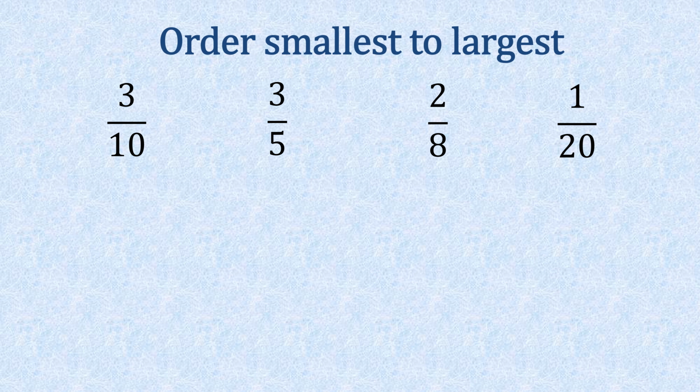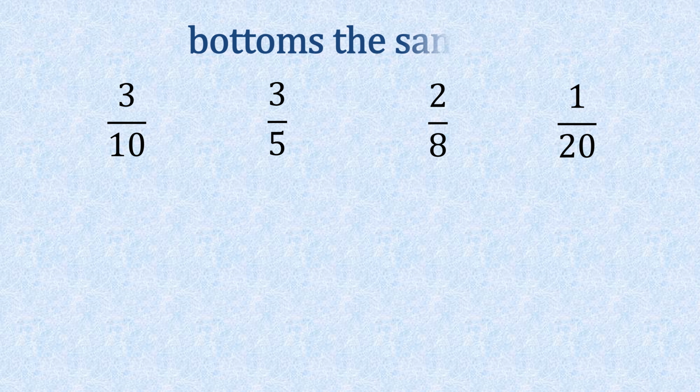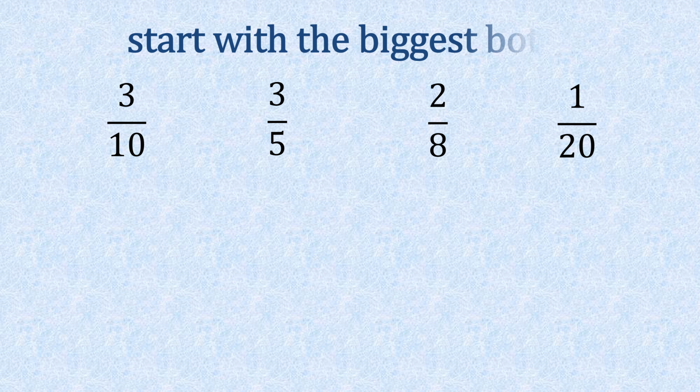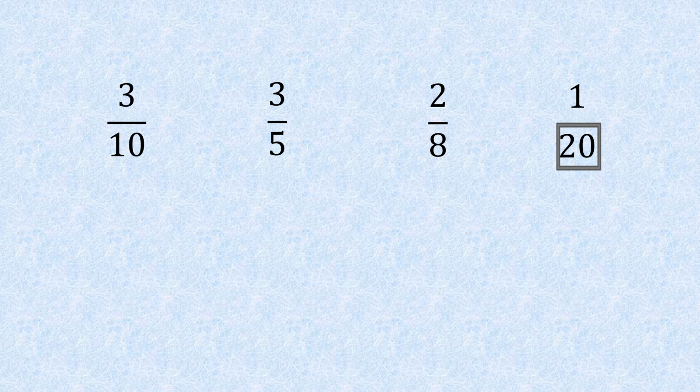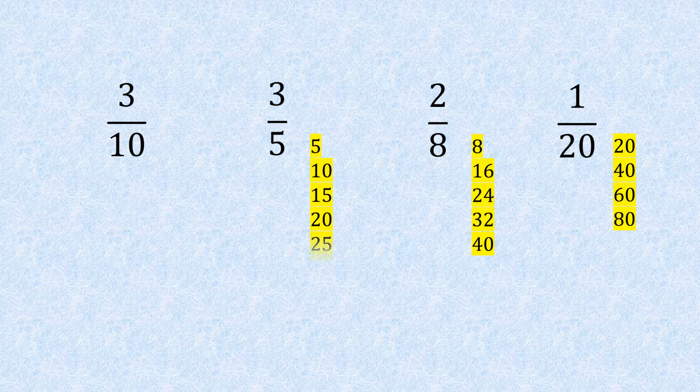So let's try another from smallest to largest, and we've got to get the bottoms the same, find the common denominator and start with the biggest, so that's 20. So let's multiply that. 20, 40, 60, 80. And the next one, 8, 16, 24, 32, 40. And the next one, 5, 10, 15, 20, 25, 30, 35, 40. And the last one, 10, 20, 30, 40, 50.